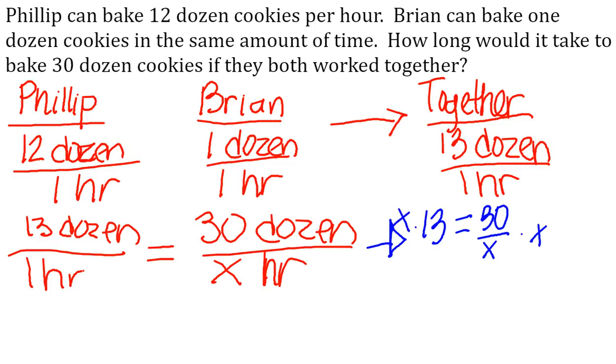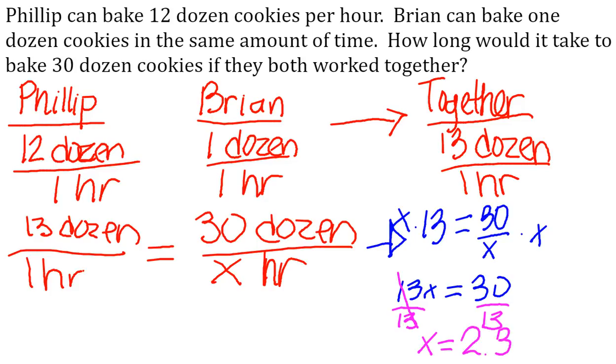So that on the left side leaves me with 13x is equal to 30. And then I want to get x by itself, so what I need to do is divide both sides by 13. Because when I divide by 13 on both sides, my 13s will turn into 1. 13 over 13 is just 1, and 1 times x is just x. And that leaves me with x is equal to 2.3. If I know that x is equal to 2.3, that means that the number of hours that it took to complete 30 dozen cookies is 2.3 hours.